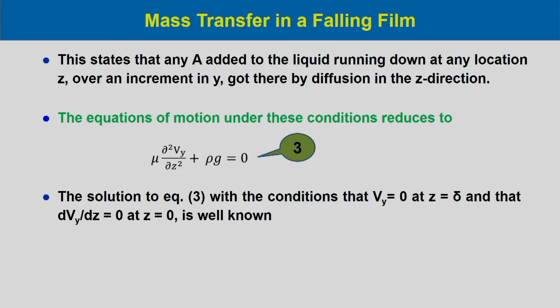So, this is a very well known solution known to all of us. We have studied in fluid mechanics, which is V y equal to rho g delta square divided by 2 mu into 1 minus z by delta whole square. Okay. So, this we can derive from this equation of motion with these conditions.